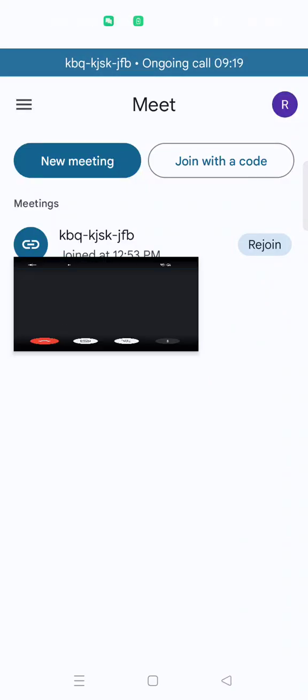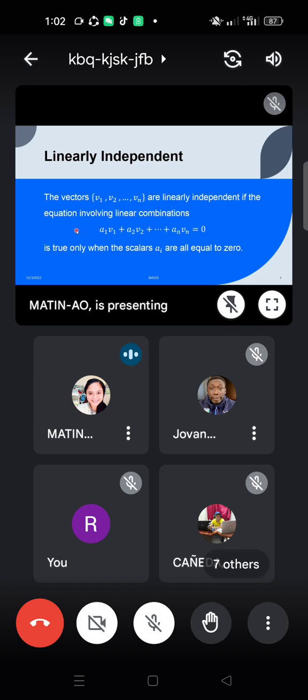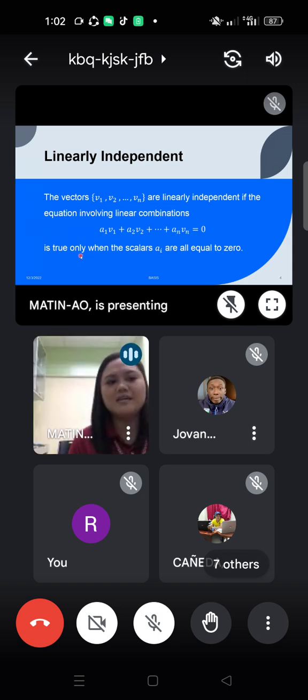Moving linear combination is equal to 0. It is true only when the scalars a_i are all equal to 0. Okay, so that's a definition of linearly independent.